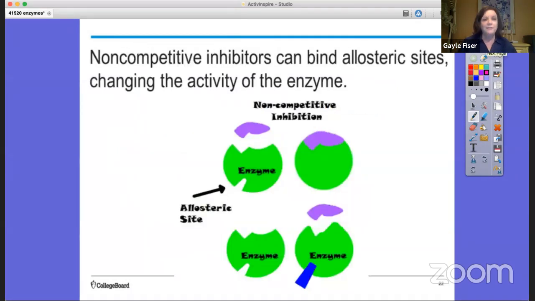All right, non-competitive inhibitors can bind allosteric sites, changing the activity of the enzyme. So here we have, again, our substrate and our enzyme, but now we have an allosteric site. So if a molecule binds this allosteric site, look at the active site normally, okay? When this binds, it changes the shape of our active site. And now our substrate can no longer fit into our active site because the molecule is in the allosteric site.